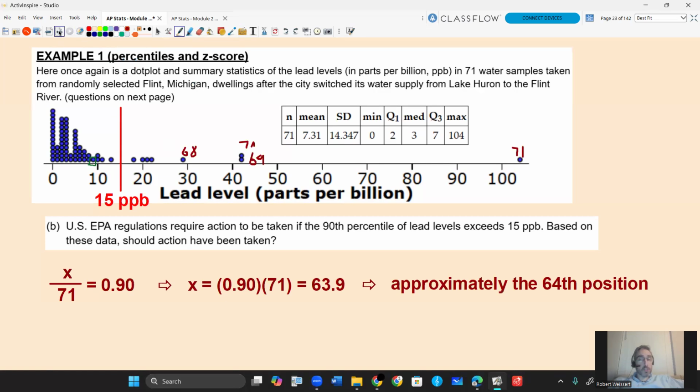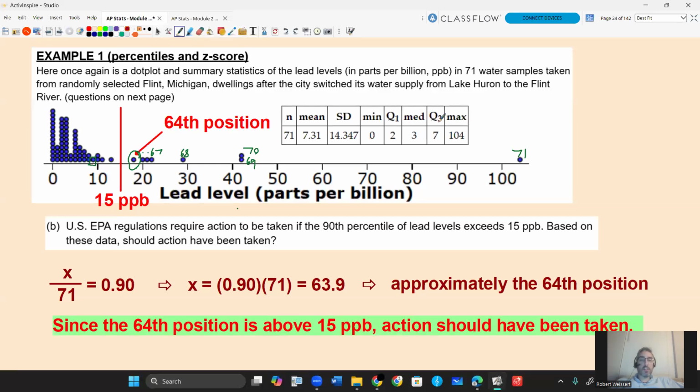It's the 64th position. So what we want to do is figure out where the 64th position is. Since there are only 71 positions, I would suggest counting backwards. 71, this would be 70, 69, 68, 67, 66, 65, 64, and that looks like it's going to be right there. So it does appear to be higher than that 15 parts per billion. So we're going to go ahead and say that, yeah, that water is pretty unsafe. Since the 64th position is above 15 parts per billion, action should have been taken in this case.